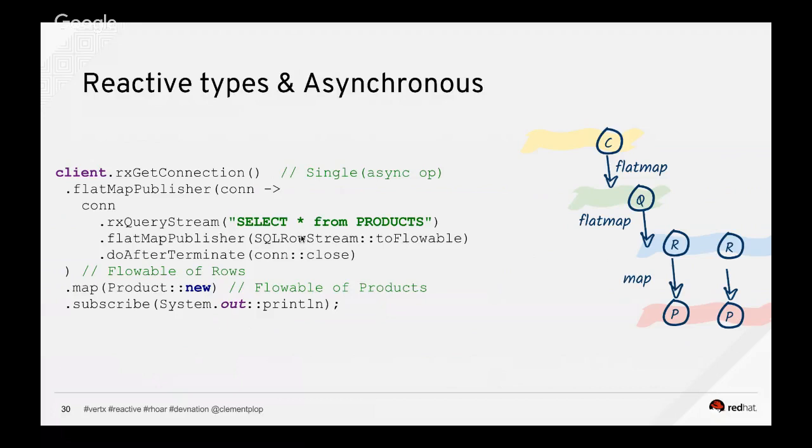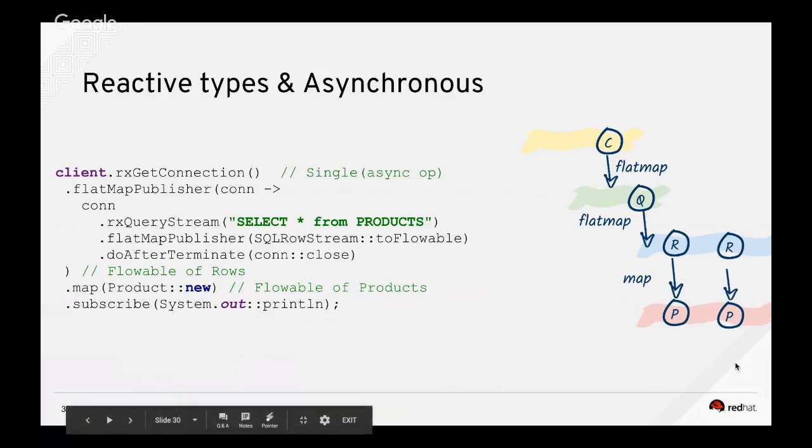Fine. And for every row I got, I will create a new product using some kind of ORM mapping or whatever, and I just subscribe to that. That's exactly the same code I was showing with my 3 nested callbacks. And now we have a way more declarative way to express exactly the same thing. And what happened is actually this. We have the singles, and I do my query. I get my sequence of row, and I map it to product, and then I subscribe here.